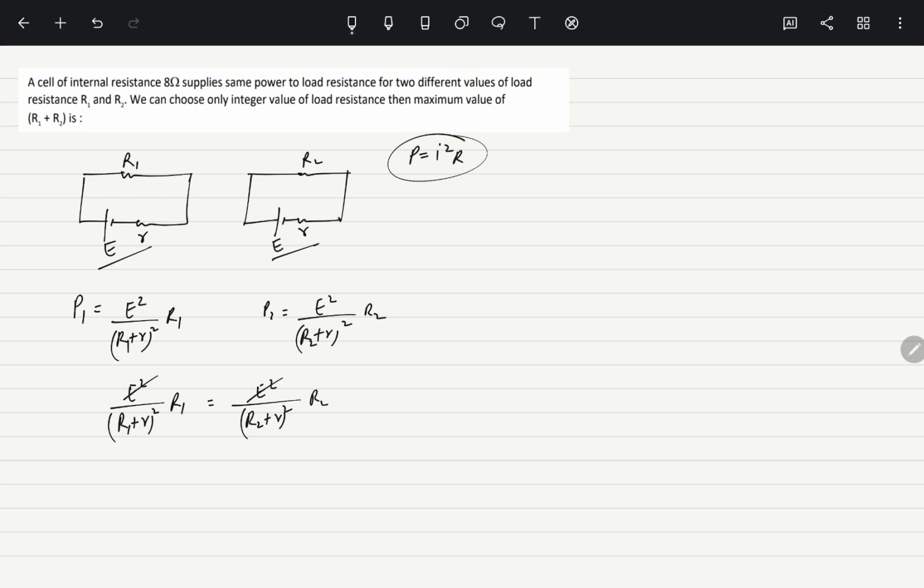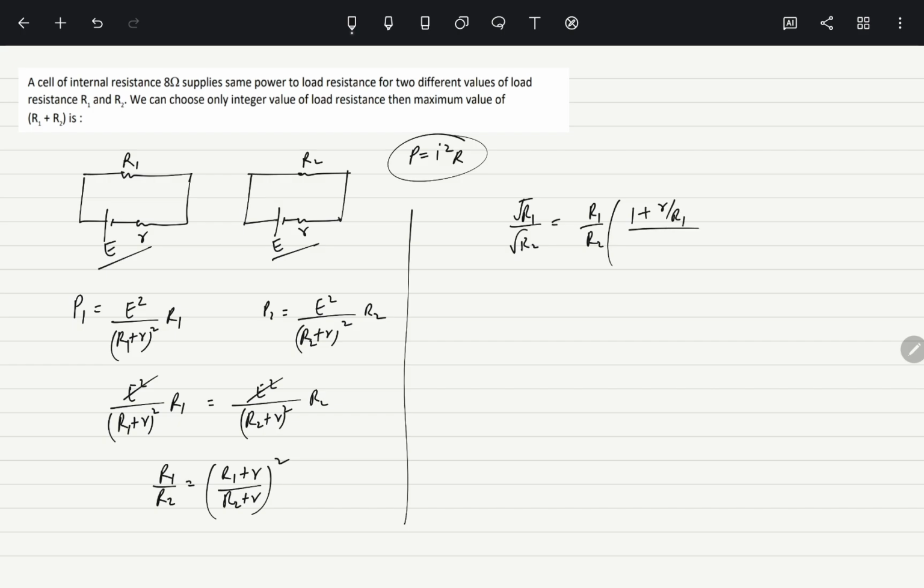Okay, now we'll separate. So R1 by R2 is equal to (R1 plus R) upon (R2 plus R) whole square. We'll take a square root here. So root R1 by root R2 is equal to, and I'm taking R1 R2 common, so it is (1 plus R by R1) upon (1 plus R by R2). So we can see it cancels here, the root will come here.